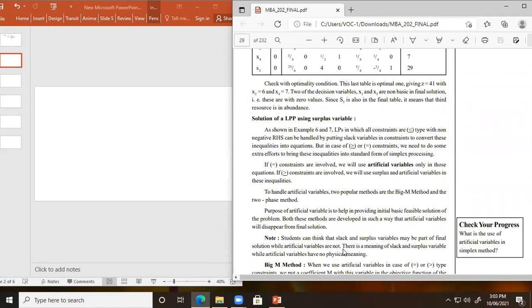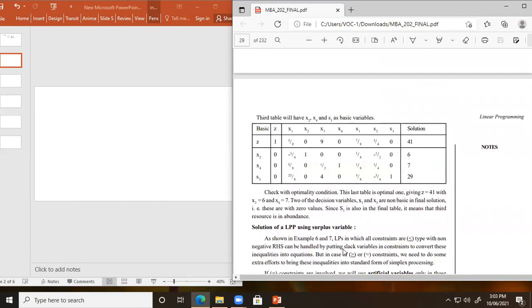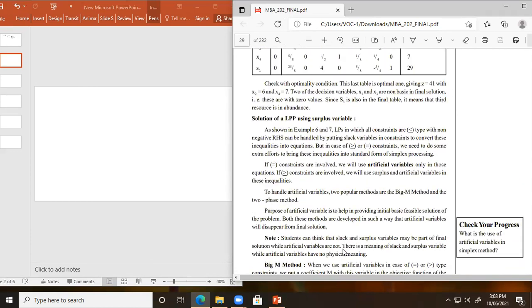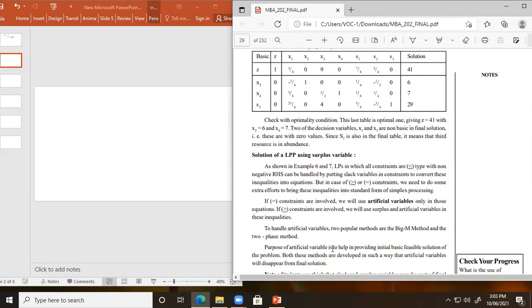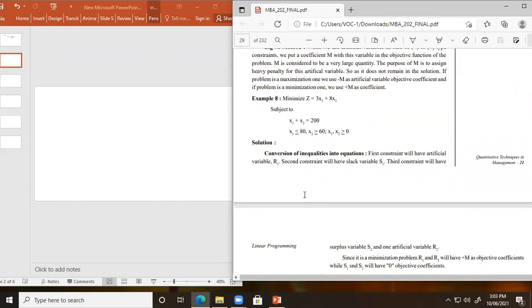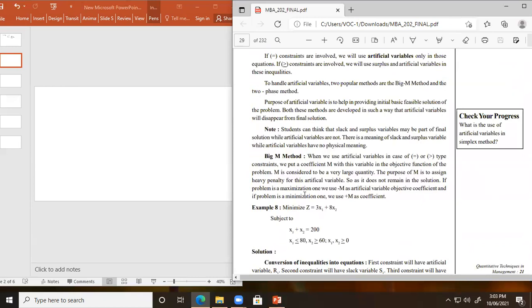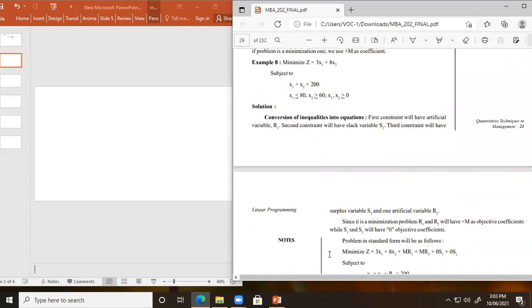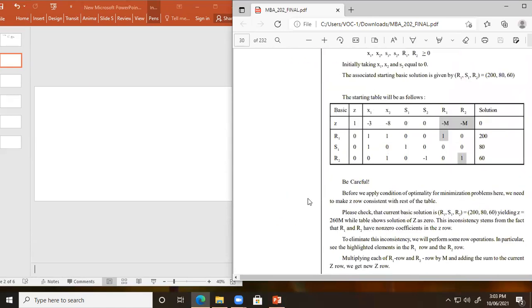So this is about the leaving variables. Next is the solution of LPP using surplus variables. You can see the examples 6 and 7. Here the table is given. There are different methods like the big M method. Next, the solution is given with conversion of inequalities into equations.